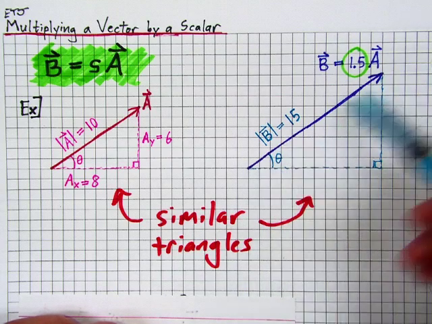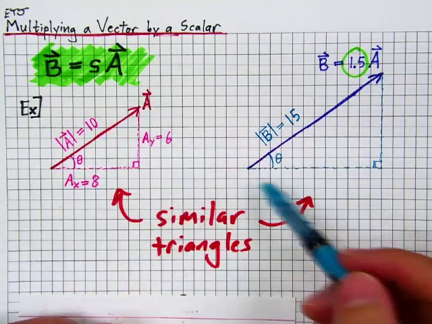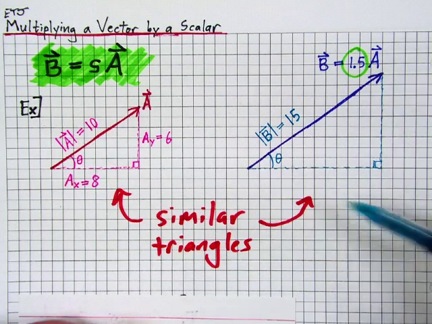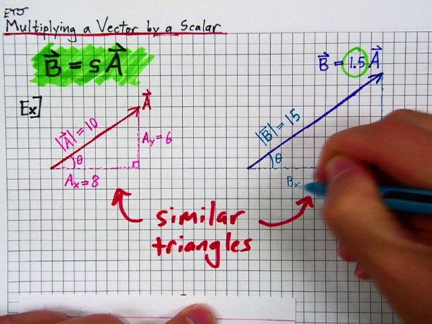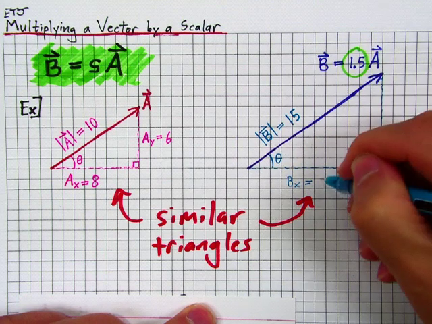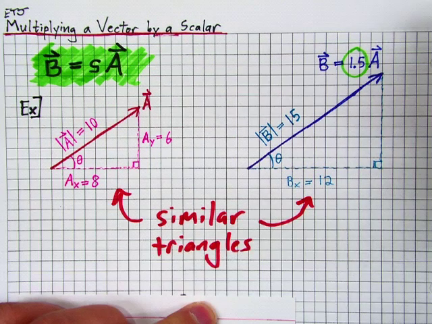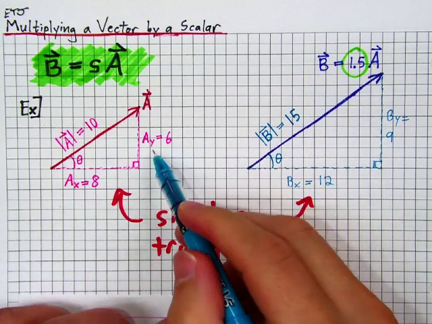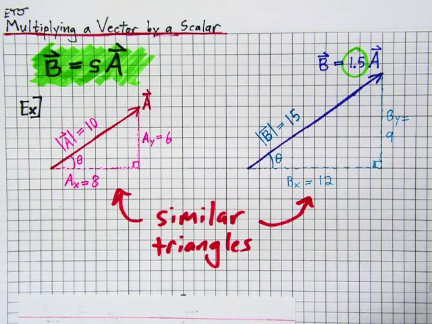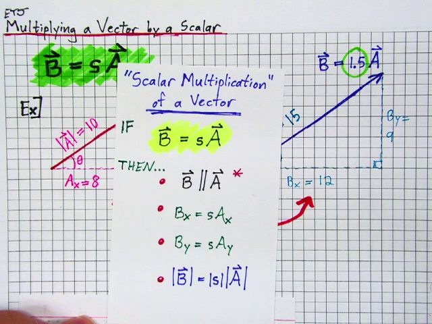And so that implies what we can easily verify by counting boxes here. If this side length is 1.5 times bigger than this magnitude here, then the components of B are also 1.5 times bigger than the components of A. So Bx right here, you can easily show that that is 12 units long, 1.5 times 8, and By here is then 9 units long, 1.5 times 6.